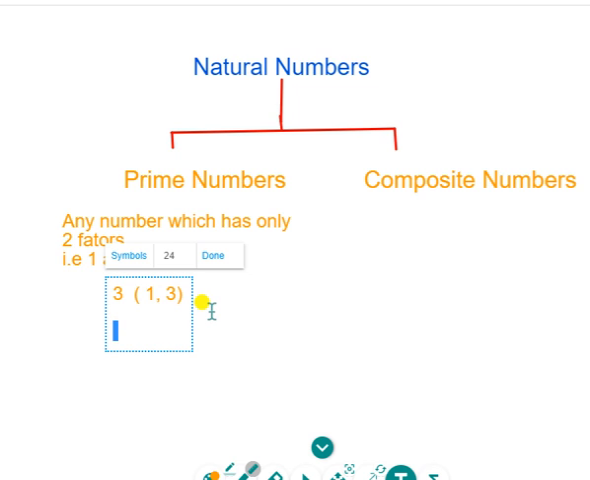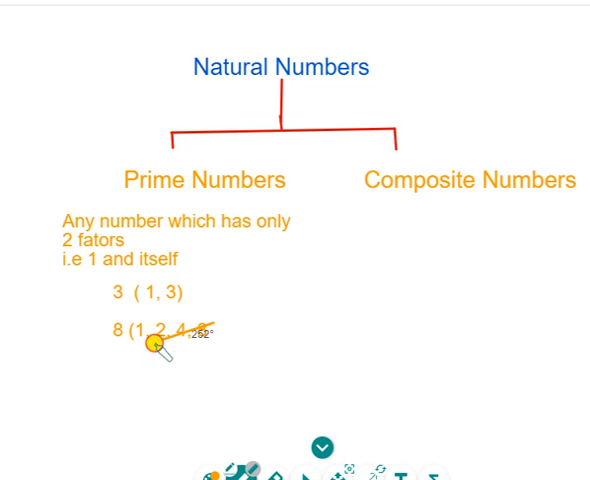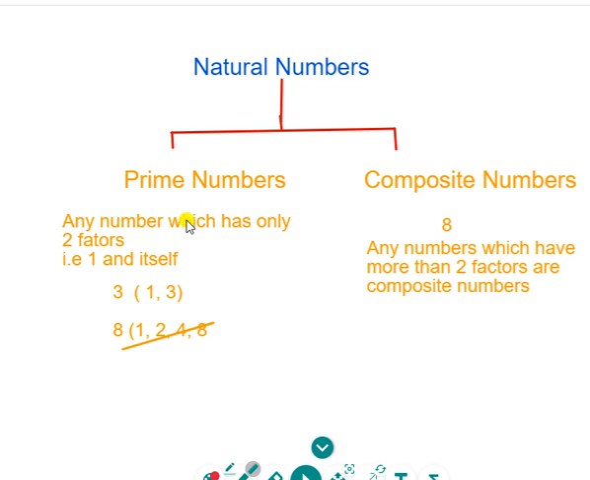But if we take another example, let's say 8. 8 is a multiple of 1, 2, 4 and itself. So 8 can't be a prime number as it has more than two factors. So 8 is not a prime number, whereas 8 is a composite number. Any number which has more than two factors is a composite number. I hope you have understood the difference between prime numbers and composite numbers.